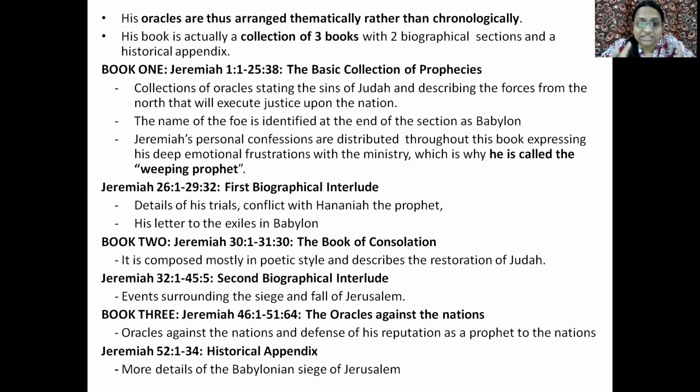Okay, so Jeremiah chapter 32, verse 1 to 45, verse 5 is a second biographical interlude. And he talks about the events surrounding the siege and the fall of Jerusalem. Then we have the third section, that is book 3, Jeremiah 46, verse 1 to 51, verse 64. Here the oracles against the nations are mentioned, along with the defense of his reputation as a prophet to the nations. Lastly, we have the historical appendix in chapter 52, verse 1 to 34. Here, more details about the Babylonian siege of Jerusalem are given.